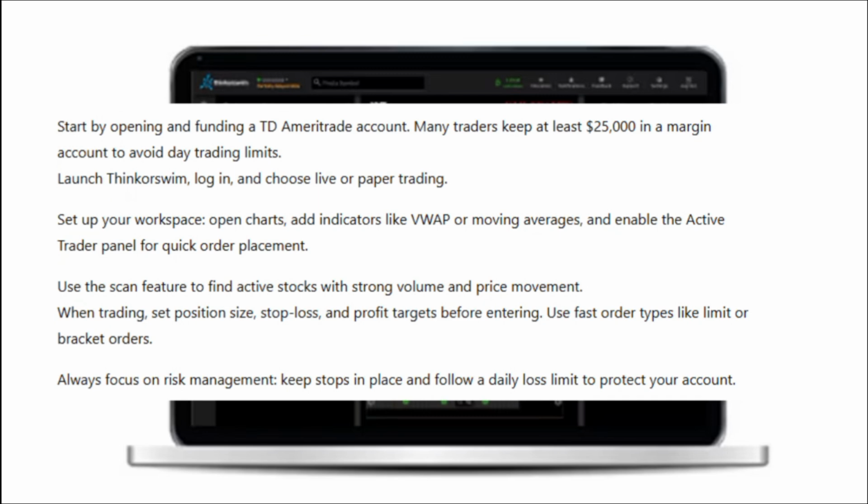Many traders keep at least $25,000 in a margin account to avoid day trading limits. Then launch Thinkorswim and log in and choose live or paper trading. Once done, you can set up your workspace.